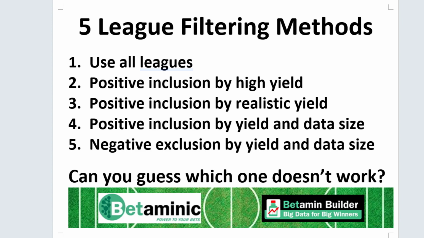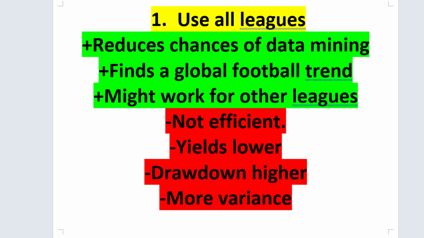Can you guess which one doesn't work? Well, the 5 I'm going to talk about are using all the leagues, or positive inclusion by high yield, positive inclusion by realistic yield, positive inclusion by yield and data size, and negative exclusion by yield and data size. What do those mean? Well, using all leagues is obvious. You don't filter any leagues and you use the filters you have as they are.